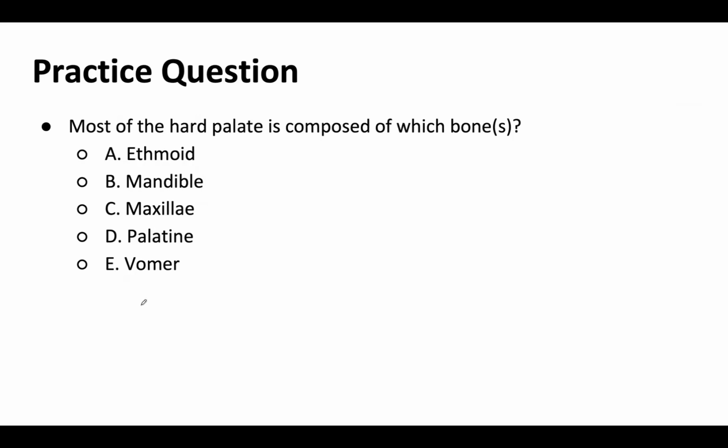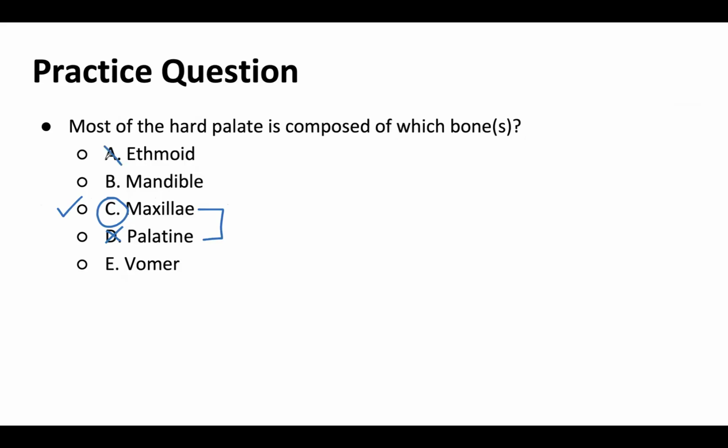Hopefully you remember the hard palate is made up of 2 types of bone. So that would be the maxillae and the palatine bone. So we just need to remember which one makes up the majority. And even though palatine bones have palate right in its name, it's actually the maxillae that form the majority of the hard palate. So the maxillae are going to be anterior, forming the majority, and the palatine bones are going to be more posterior.